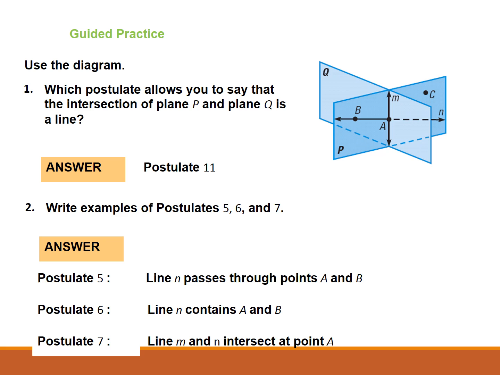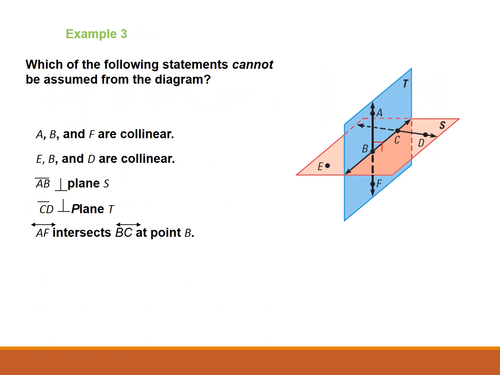And postulate 7 talked about the 2 lines intersecting at exactly 1 point. So lines M and N intersect at point A. Now this here is where we look at and say, okay, which can't be assumed by the diagram.